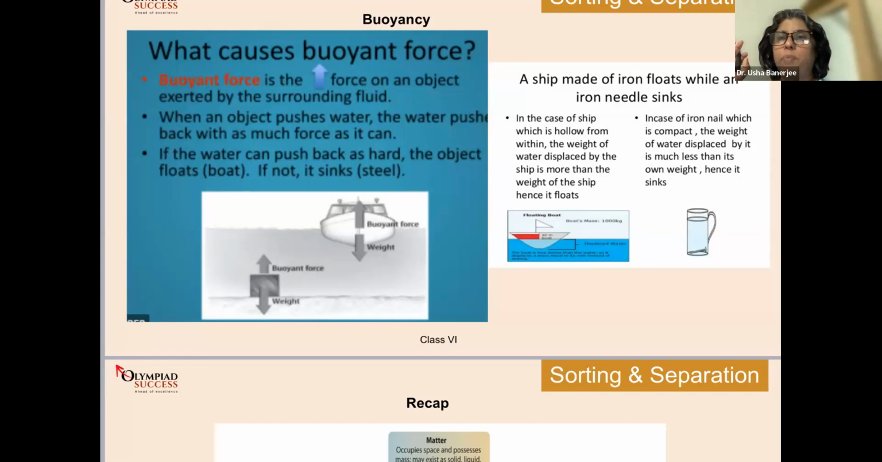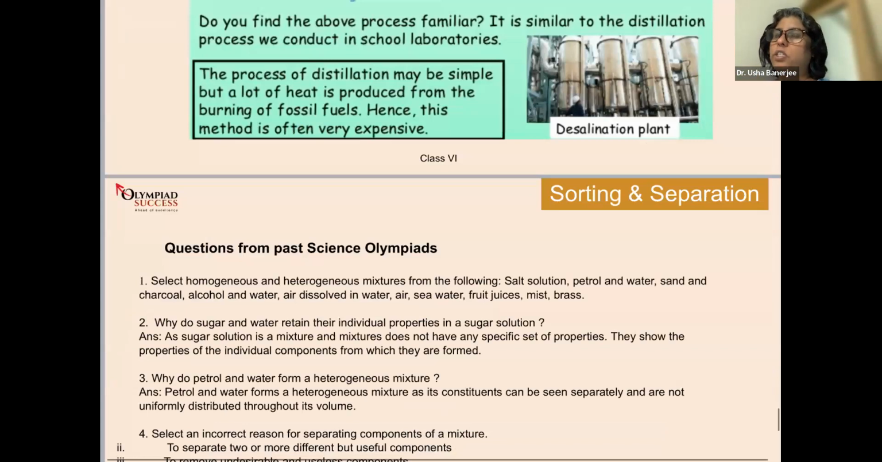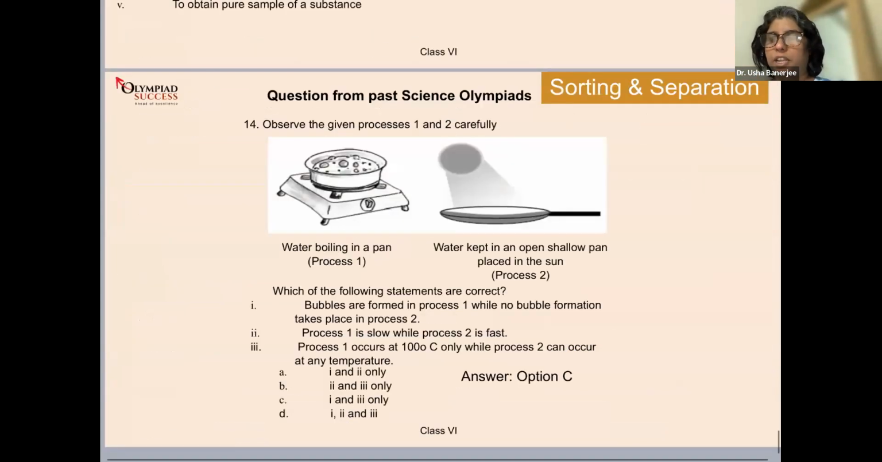So we'll study about buoyancy. So when you're in a swimming pool, you can float. That is buoyancy. And in the end of the class, we will also solve questions from the previous Olympiads, as I told you. So this is how we do the class. This was a demo class. I only had 40 or 45 minutes. But normally this chapter takes 5 to 6 classes.